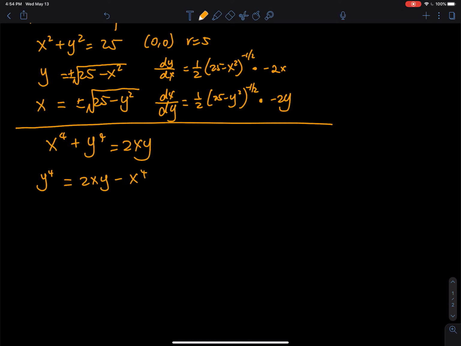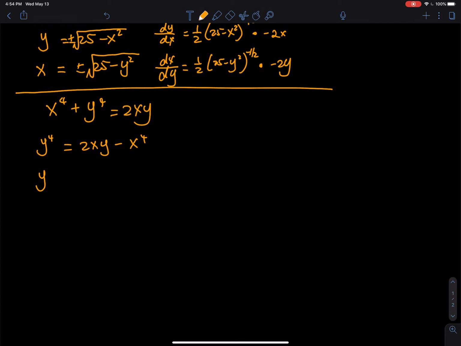And then all you have to do is raise both sides to the 1/4 power. So y is equal to the fourth root of 2xy minus x to the fourth. Since y is raised to an even power, we have to use the plus or minus. Can we do dy/dx now? Can I take the derivative of y with respect to x?